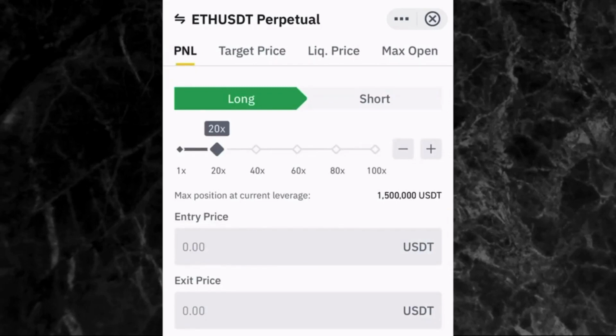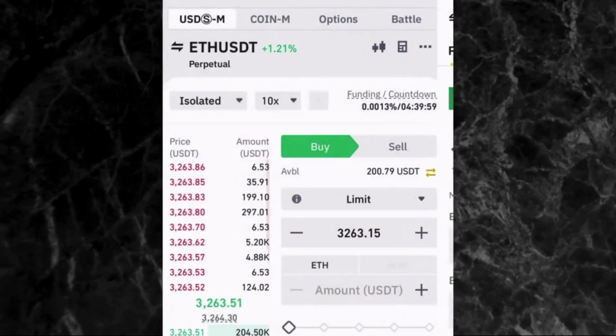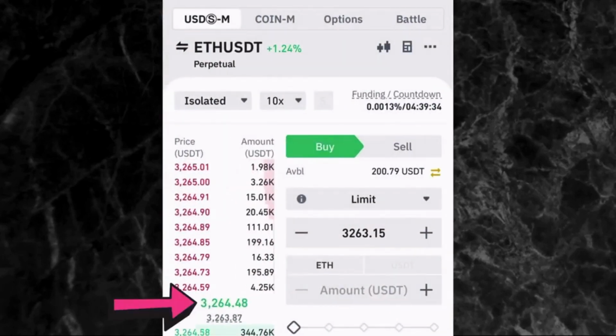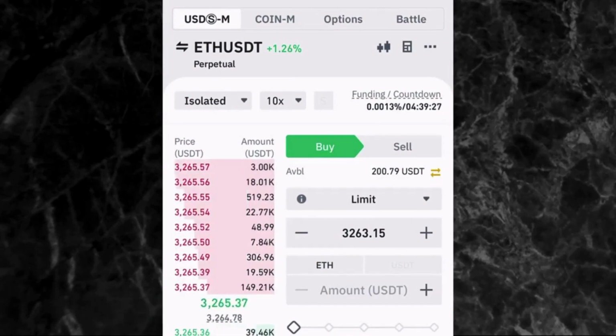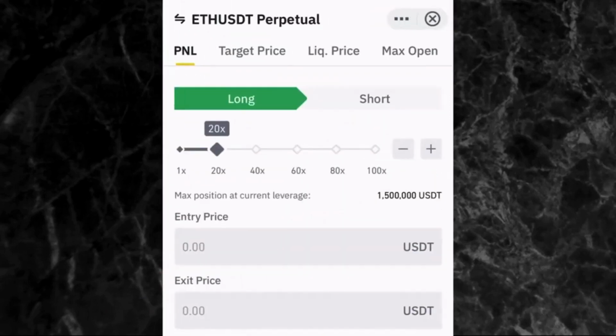I don't want this video to be too long. So let's say, for example, you want to calculate your profit and loss for a particular trade. Now we are trading ETH USDT perpetual. Let's go back and check the price of ETH. As you can see right here, the price of one ETH is $3,360. So if I go back and tap the calculator icon, here I'm going to enter the entry price. Let's say I'm entering the trade at $3,260, which is what it is right now.